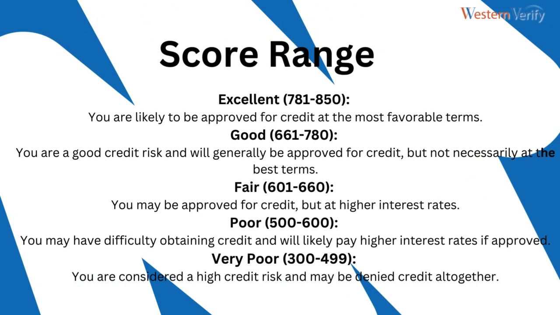How to interpret your VantageScore 4.0. Excellent, 781 to 850. You are likely to be approved for credit at the most favorable terms. Good, 661 to 780. You are a good credit risk and will generally be approved for credit, but not necessarily at the best terms. Fair, 601 to 660. You may be approved for credit, but at higher interest rates.